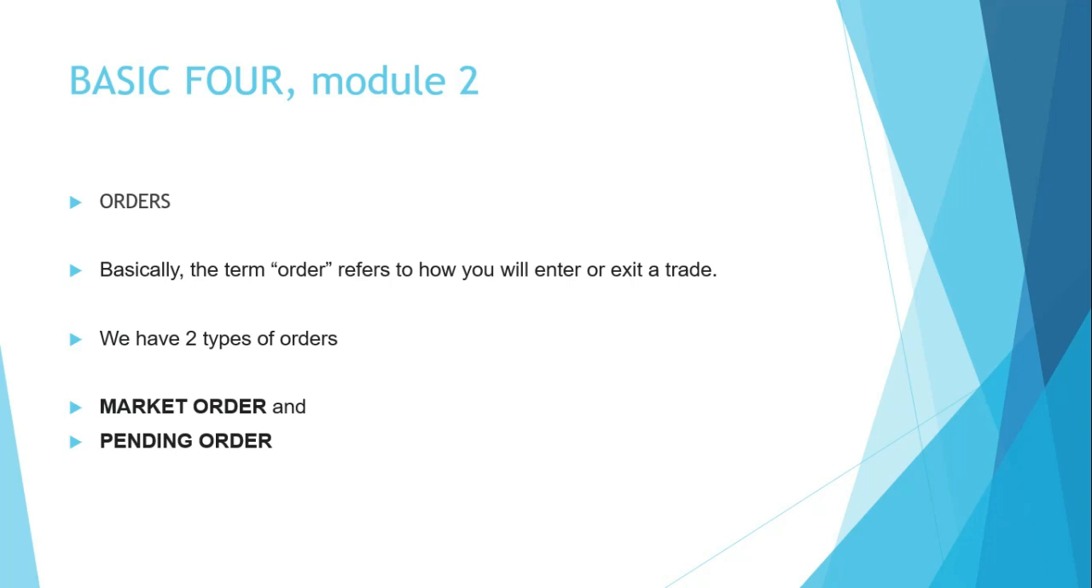Basically, the term orders refers to how you would like to enter your trade and also exit your trade. In the foreign exchange market, we have two types of orders: the market order and the pending order. This tells you how you get into the market and how you exit from the market, and that is determined by the kind of orders that you place.